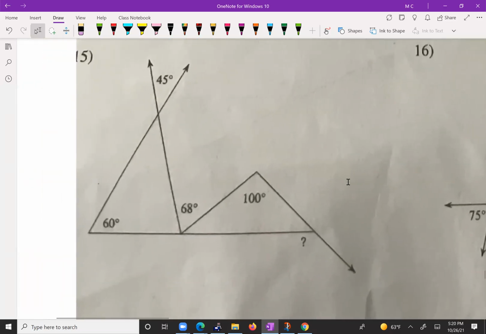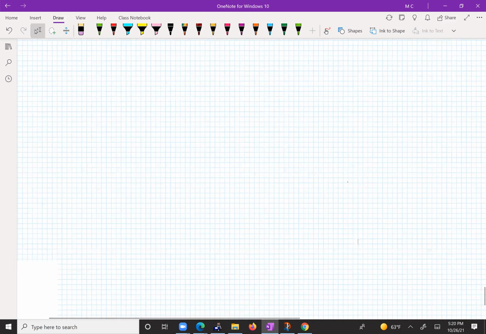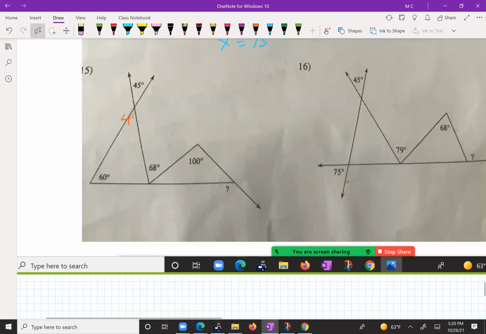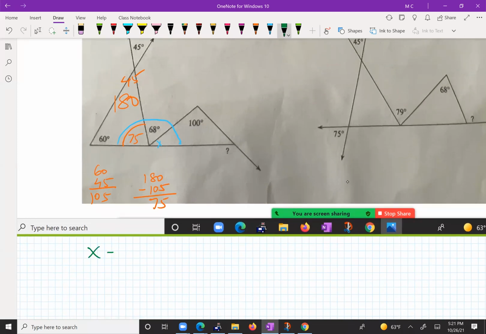So what we know, opposite of 45 must be 45. Do you agree? And the total must be 180. So the missing piece, you subtract those two. 60 plus 45 is 105. So you take 180, subtract 105, and you have 75. So that should be 75 degree. Now you take those two pieces, and if you add up these 3, that should be 180. So let's call this missing one x. x plus 75 plus 68 is 180.